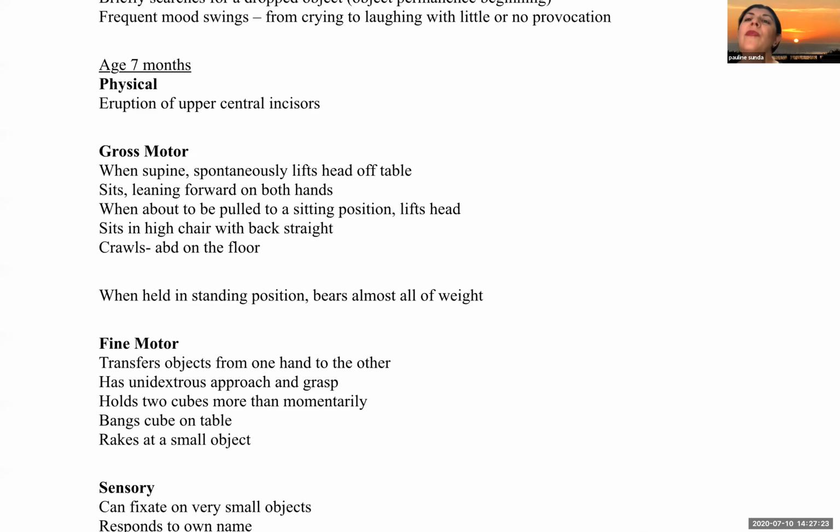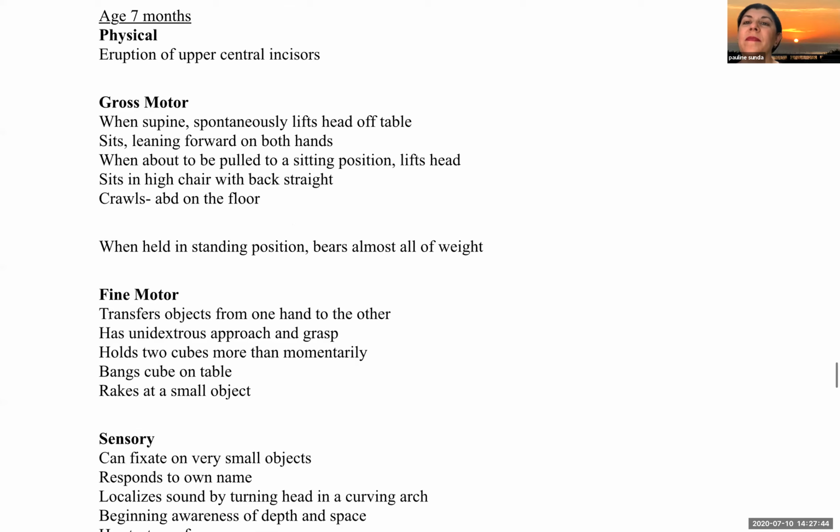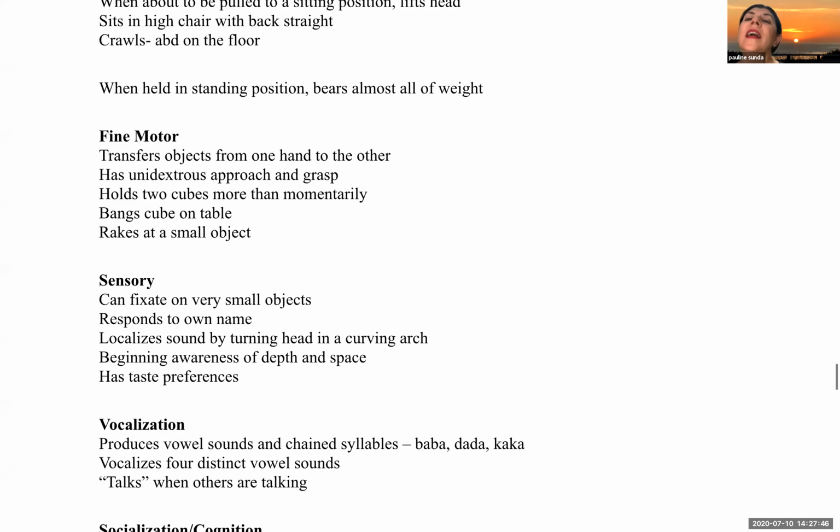7 months, eruptions of upper central incisors will occur. Gross motor, here they can sit in a high chair with their back straight. They can sit leaning forward on both hands, and they will crawl, but remember, crawling is when the abdomen is on the floor. Fine motor, here they can hold 2 cubes more than momentarily. They may bang a cube on a table and rake at small objects.